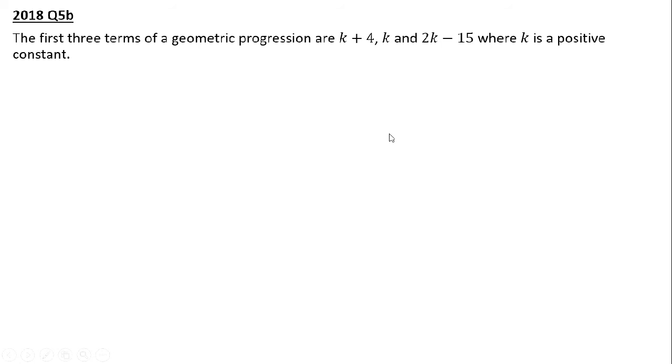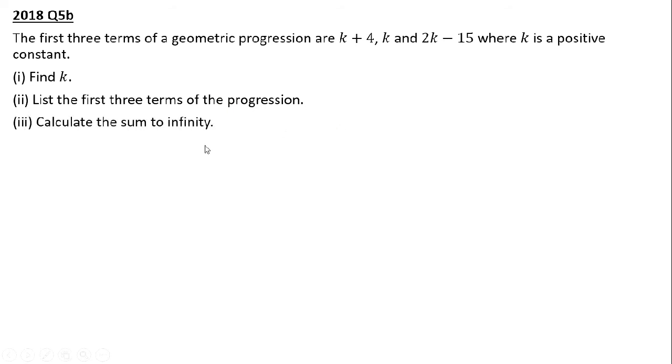2018. The first 3 terms of a geometric progression are k plus 4, k, and 2k minus 15, where k is a positive constant. Find k. List the first 3 terms of the progression. Calculate the sum to infinity. So we are going to start.